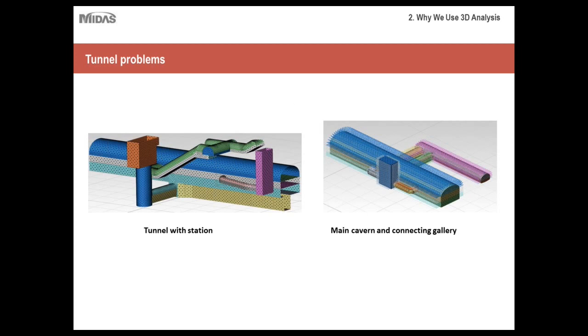Okay, and here are some sample tunnel problems. Here's a tunnel with various stations and connecting galleries. Once again, this type of geometry would best be modeled in 3D. The same with this type of model here. As you can see, the rock bolts are included. That's what these portions here are, as well as the station and connecting galleries.